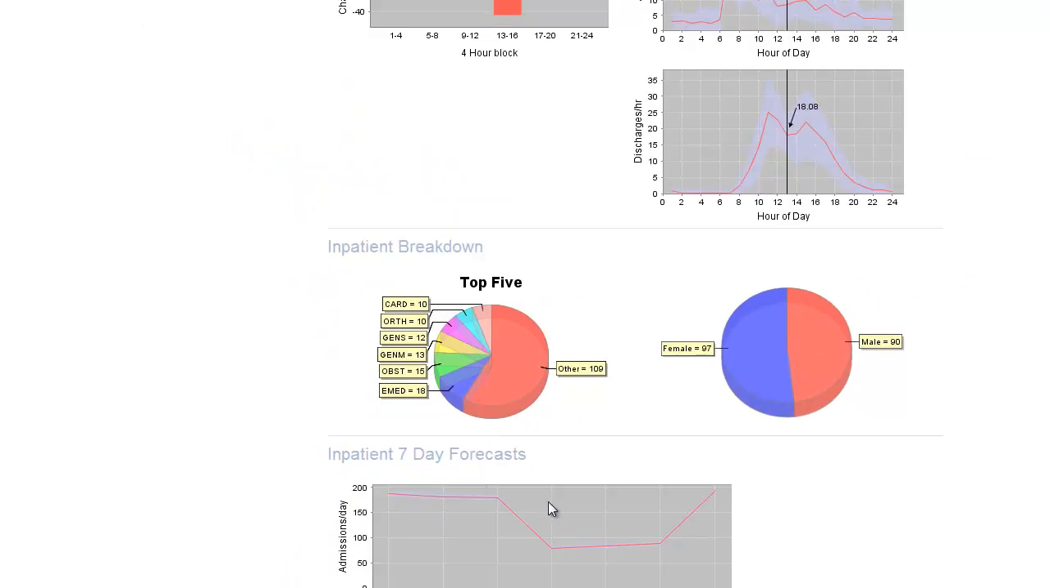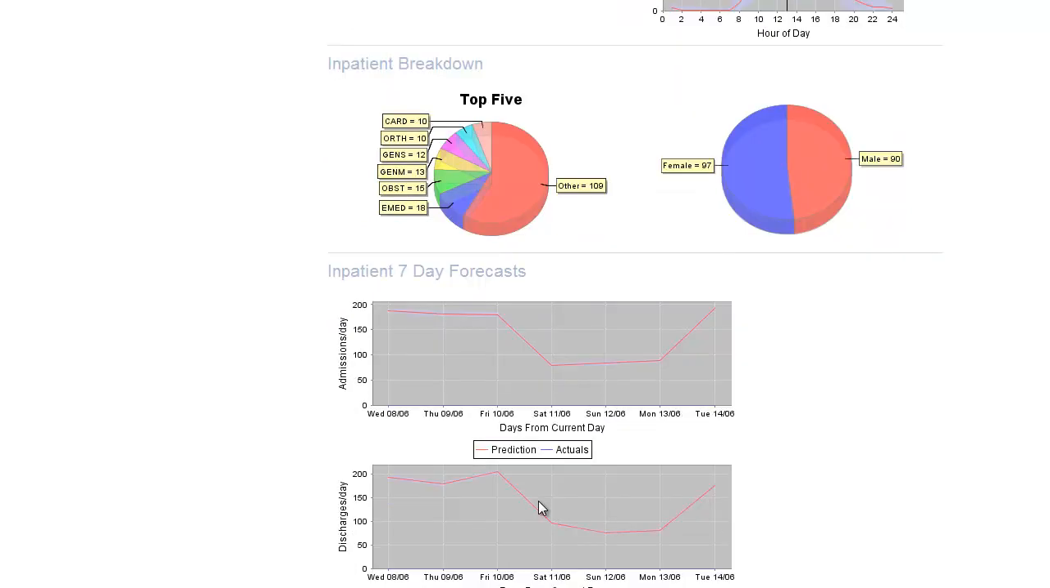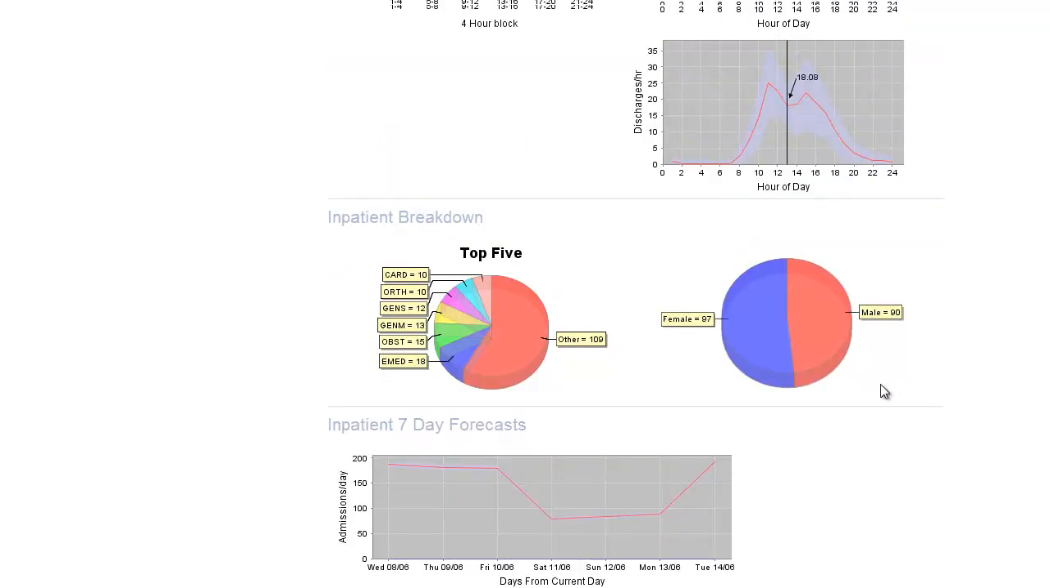And then a 7-day forecast for admissions and discharges. We're coming up to a weekend. So that's the inpatient page.